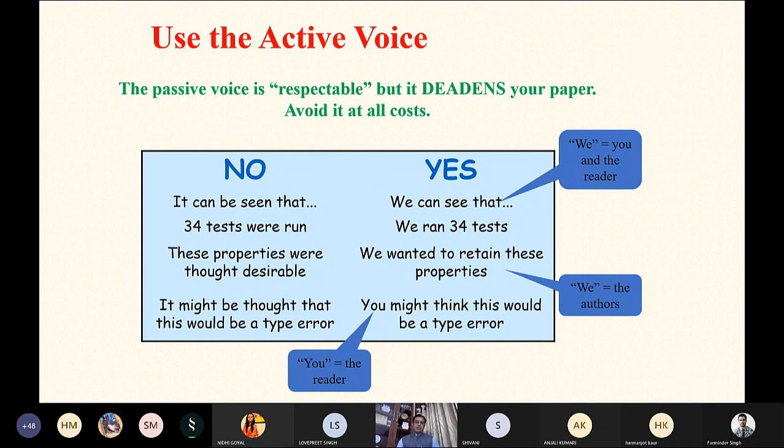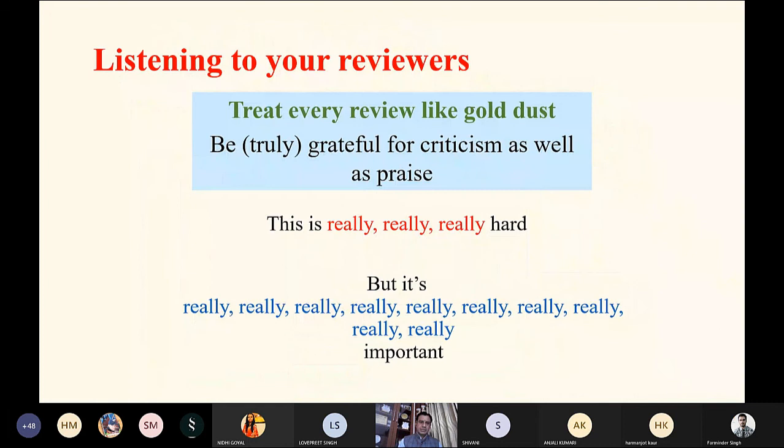Another suggestion is that we have to use only the active voice in the paper. No doubt we can use the passive voice, but that will make our paper weak. So instead of using the passive voice in research papers, we have to go for the active voice. That will make our paper better and more effective, and normally all research journals prefer that the active voice be used in the research paper.